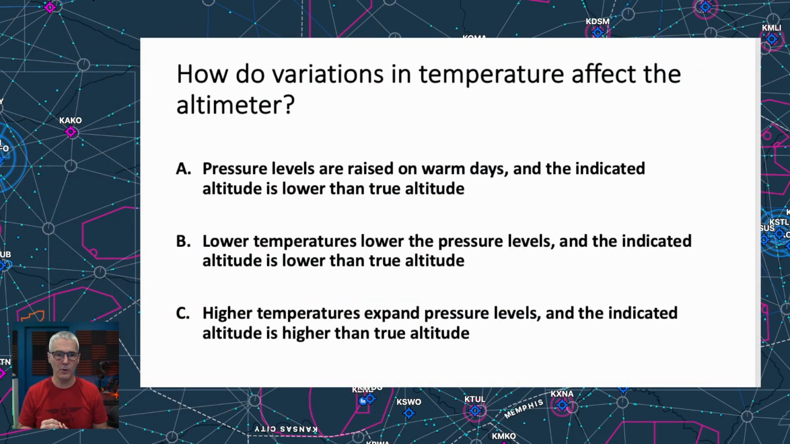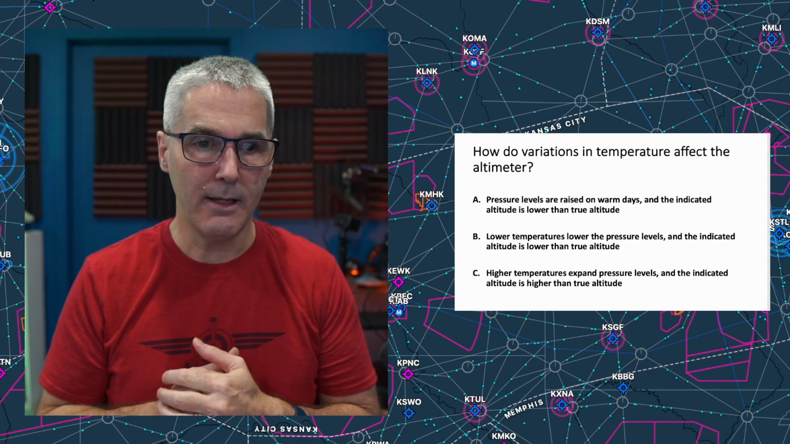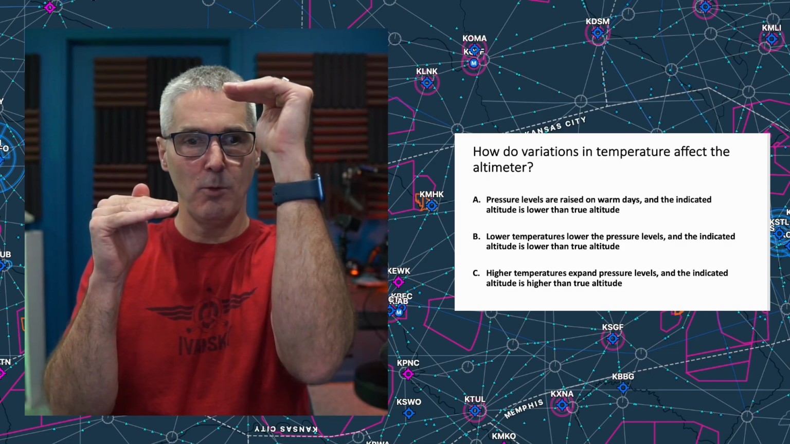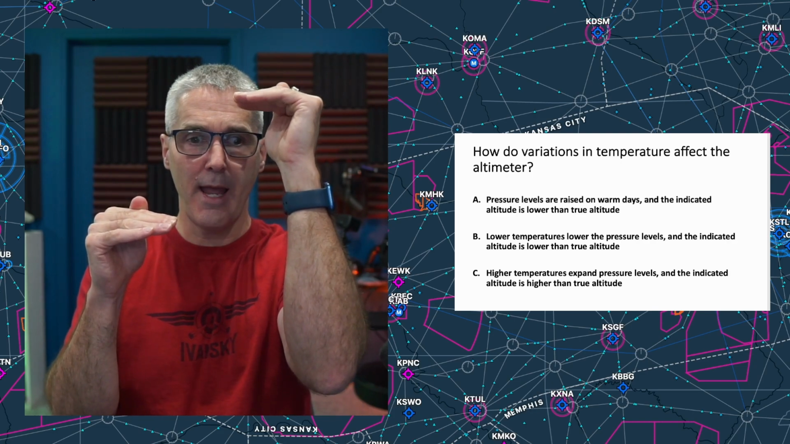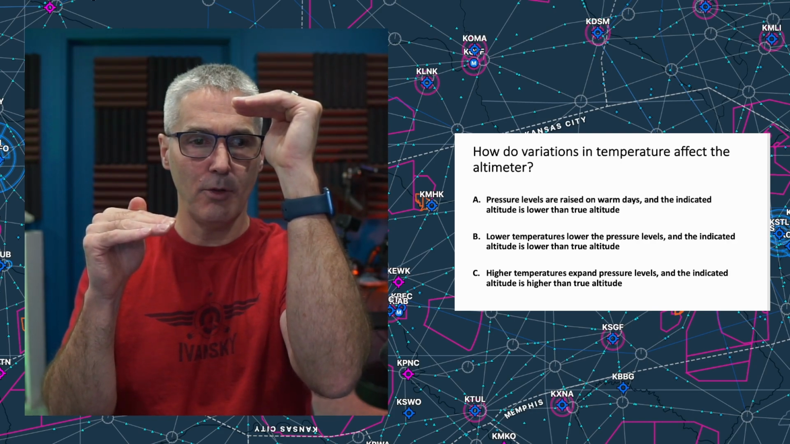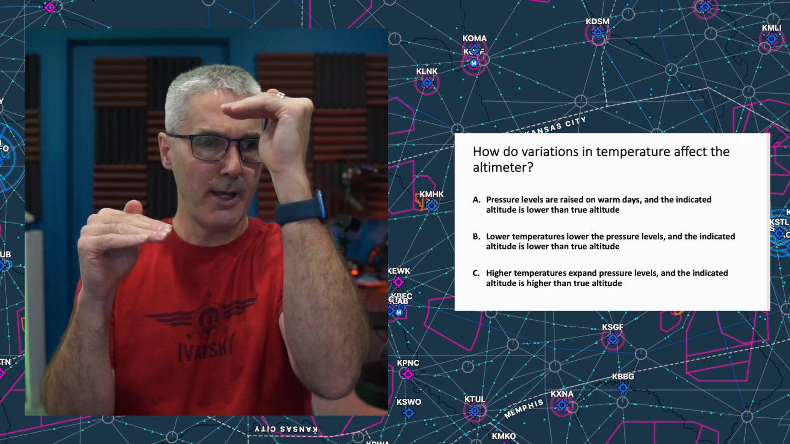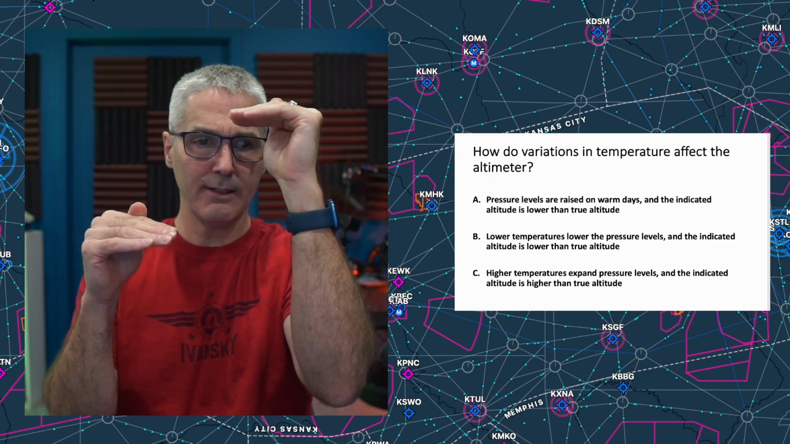Okay, so this question is a little bit different too. How do variations in temperature affect the altimeter? What we're going to do is read through the responses and see which response is true all the way through. Let's take a look. A, pressure levels are raised on warm days. Warm goes up. That is correct. And the indicated altitude is lower than true altitude. And that is correct. That looks good.